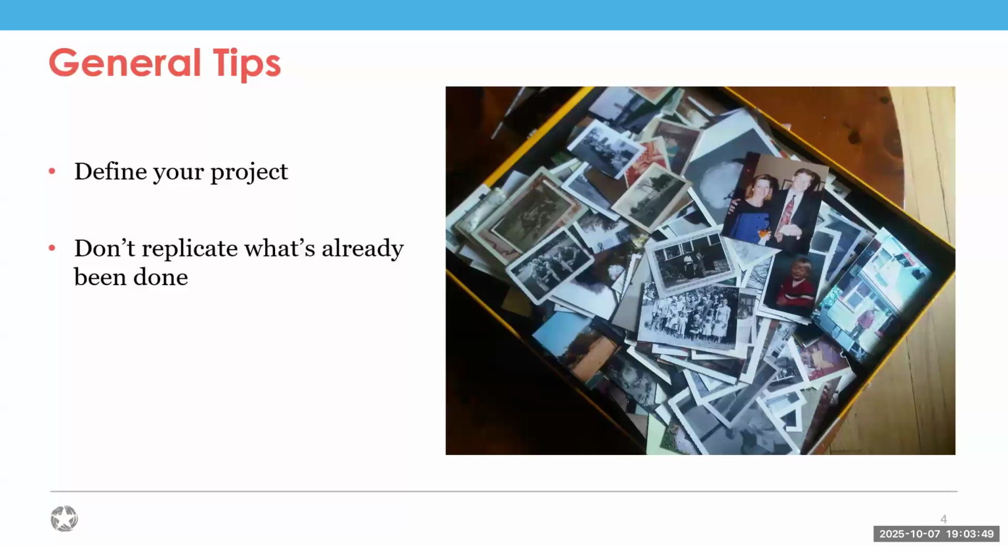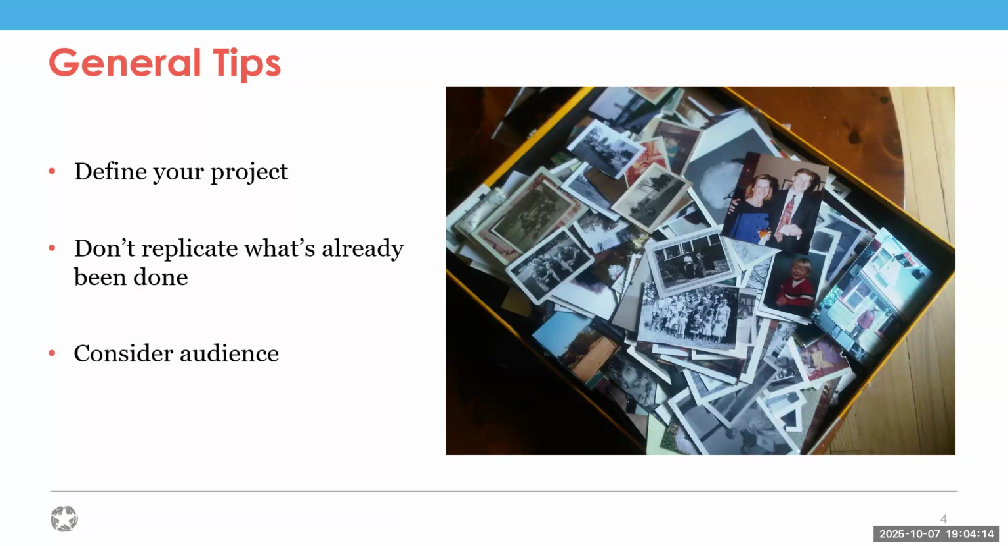Don't replicate what's already been done. Focus on the stories that have not been told yet. If one of your relatives has already done a book creating your full family tree, why would you go do that again if they have already done all of that work? Maybe you could tell the stories of the people in the family tree instead of just the factual information. So consider those sort of things.